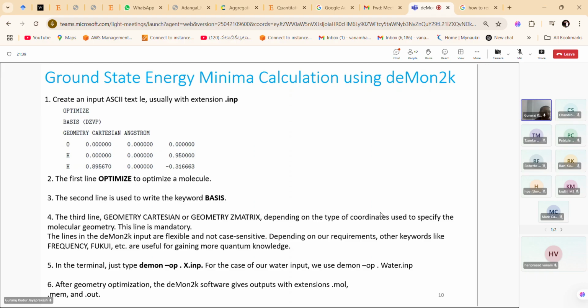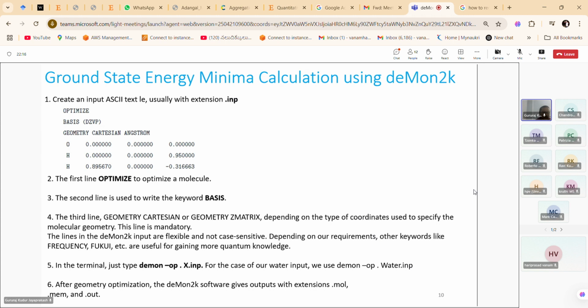Then we need to give a Cartesian geometry or a Z-matrix geometry to mention what kind of geometry we have in the given input file. Then just type demon-op space dot x dot inp, in this case water.inp. If we want to know at the beginning of the calculation whether we found the exact ground state energy, we can give the keyword frequency. If we want to calculate Fukui, we can give the keyword Fukui.